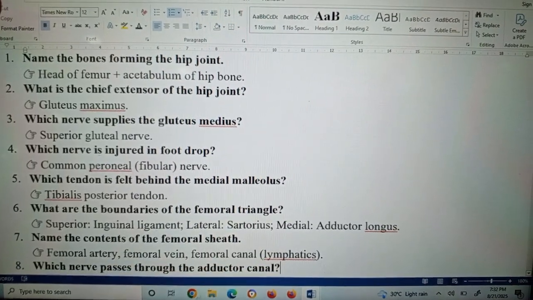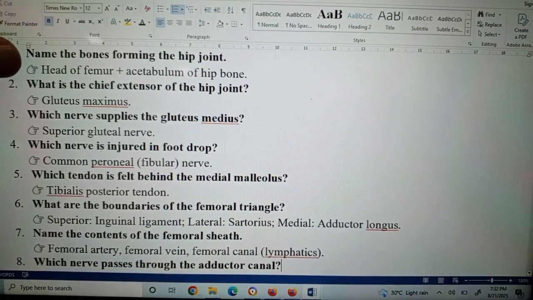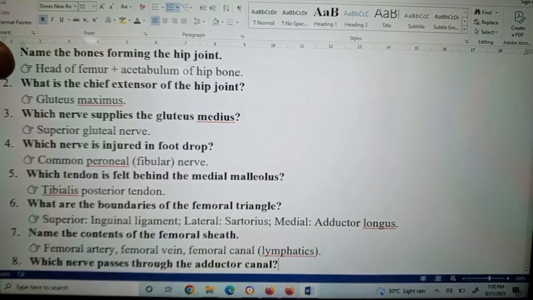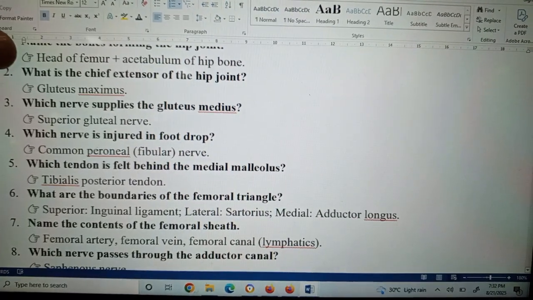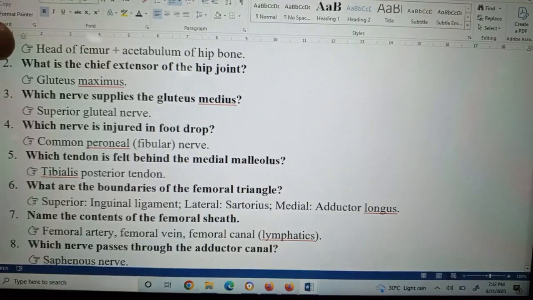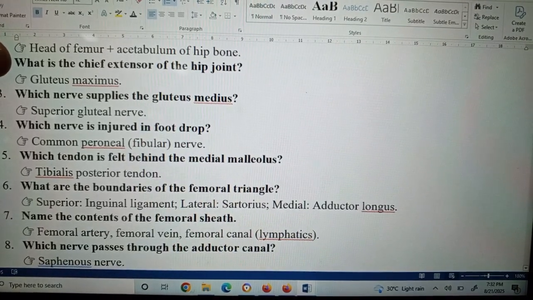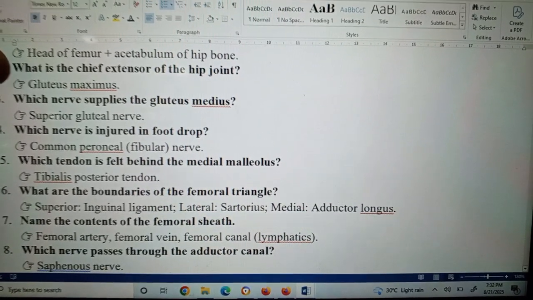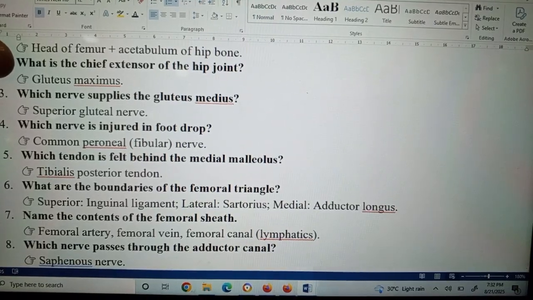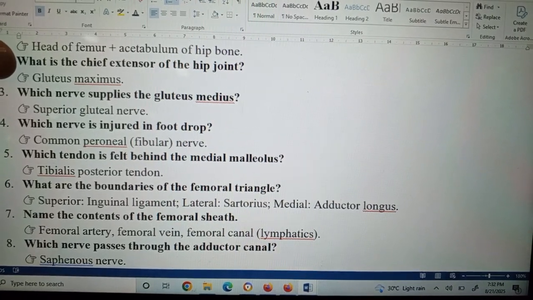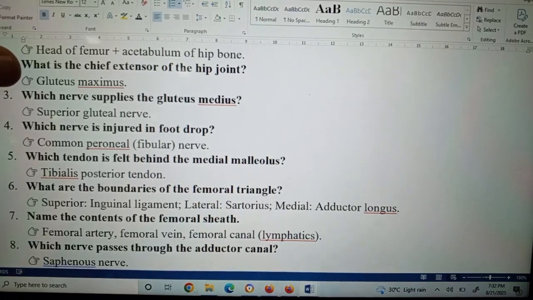What is the chief extensor of the hip joint? It is gluteus maximus, and its function is usually asked. You must know the function of the gluteus maximus. Which nerve supplies the gluteus medius? Gluteus medius is supplied by the superior gluteal nerve. Which nerve is injured in foot drop? Common peroneal nerve or fibular nerve.